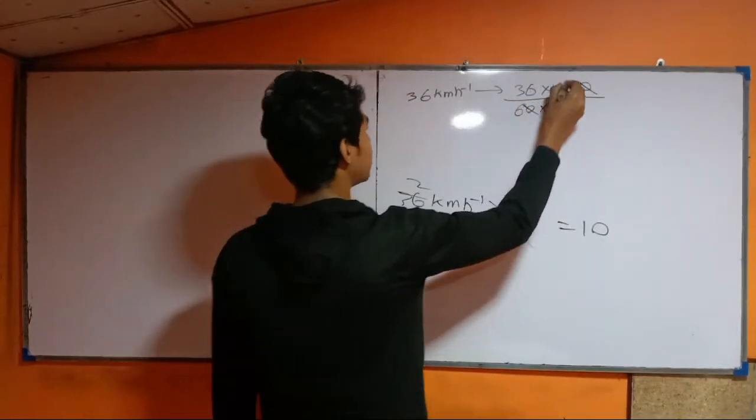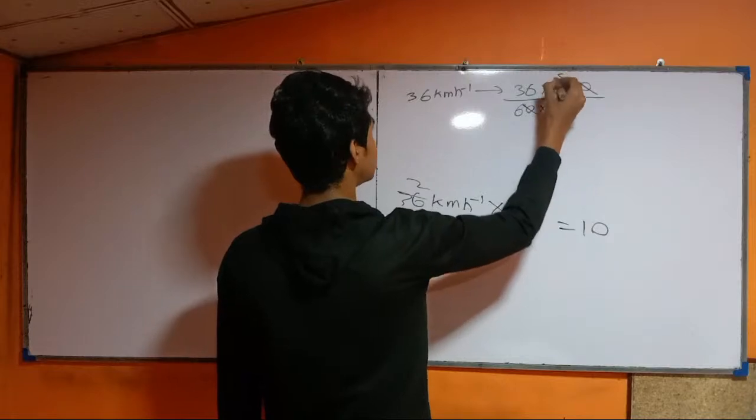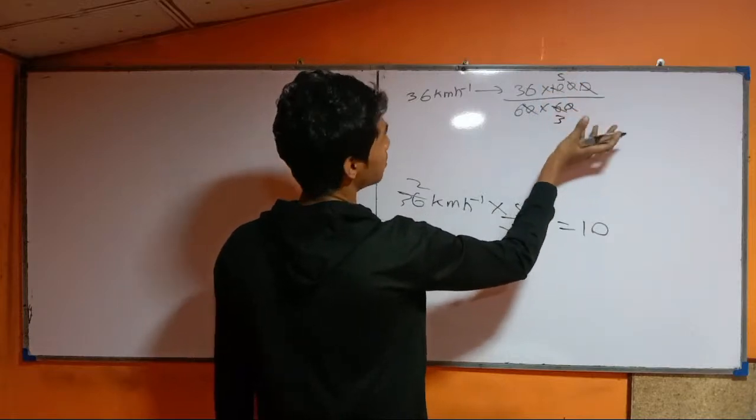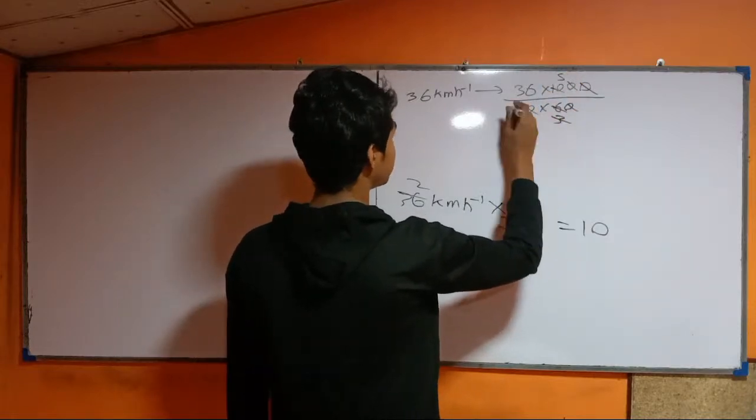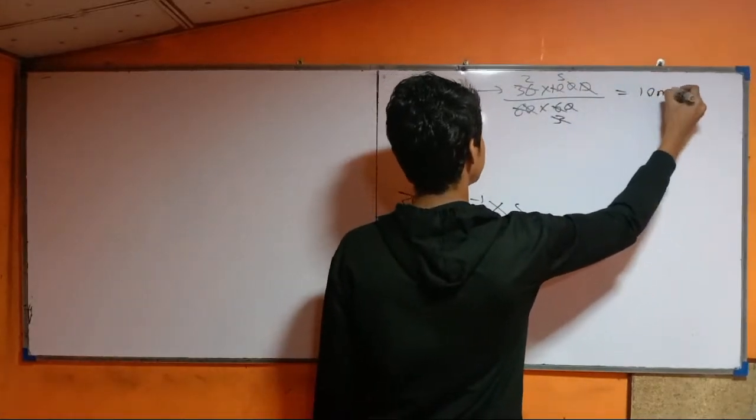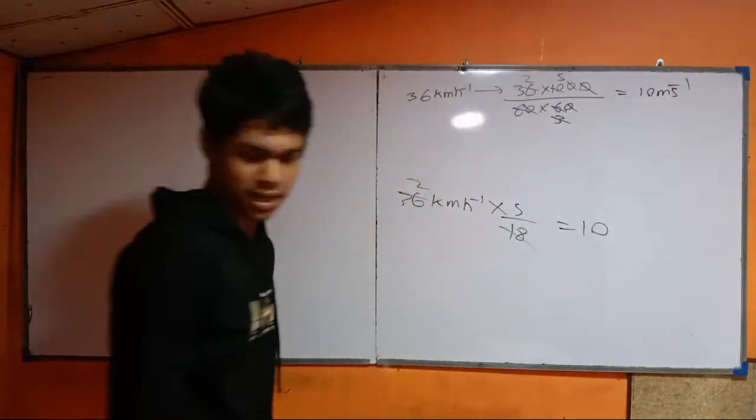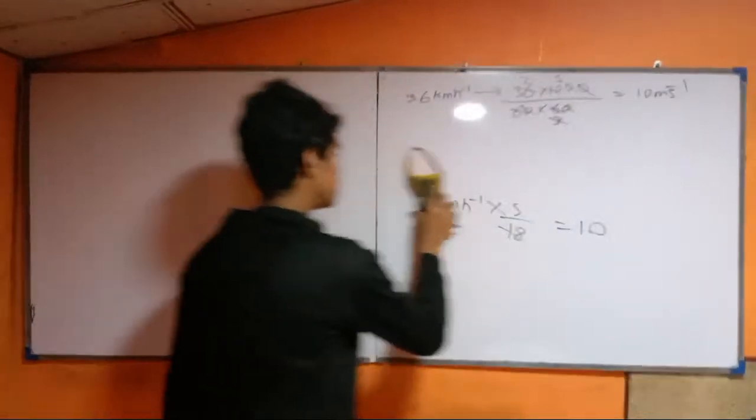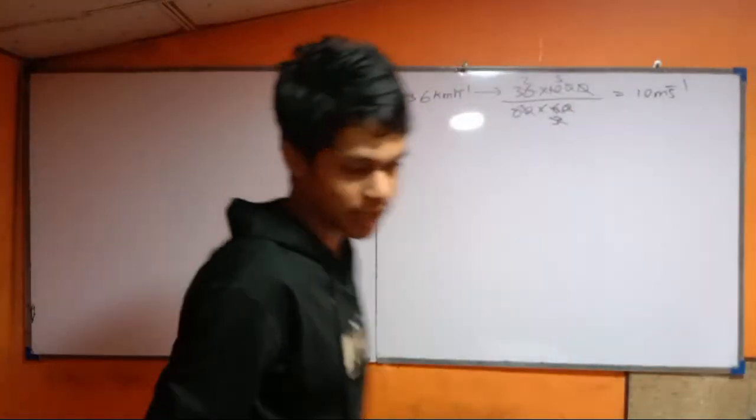Then 0, 0 cancel off. Then 5, this is 3. 16, 3, 18. Right? So 18 to 10 meter per second. Right? 10 meter per second. So what do you have to find now?